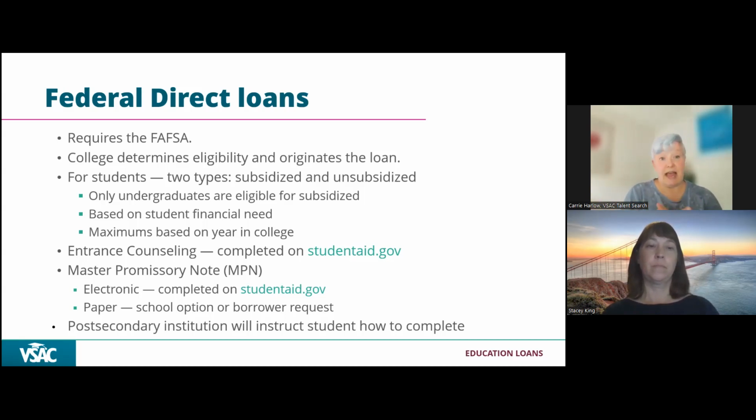There's entrance counseling that has to be submitted, and that's completed on studentaid.gov. And most times students are completing this at the end of their senior year, beginning of their summer before college. There's also a master promissory note that the student has to fill out, and it's electronic generally and completed on studentaid.gov. But there are some schools that take the option of doing paper, or the borrower can request paper. But the post-secondary institution will instruct students on how to complete that.